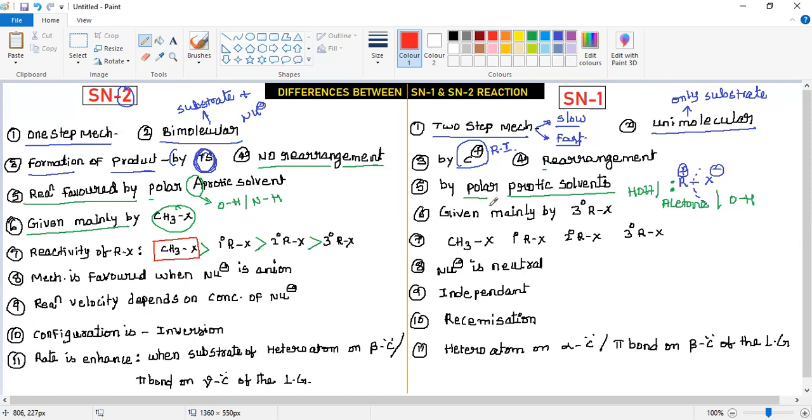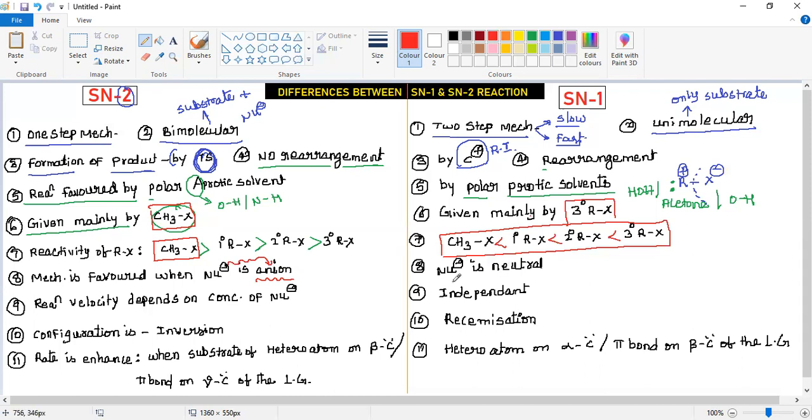What is that? In SN1, the tertiary alkyl halide is more reactive towards the nucleophile. So that's why in SN1 the reaction is mainly given by the tertiary alkyl halide. Clear? And here the methyl halide. Clear, beta? Next, in SN2 the mechanism is favored when the nucleophile is an anion. Compulsorily, what should the nucleophile be here, beta? Anion. We know that obviously the nucleophile is a negatively charged anion only.